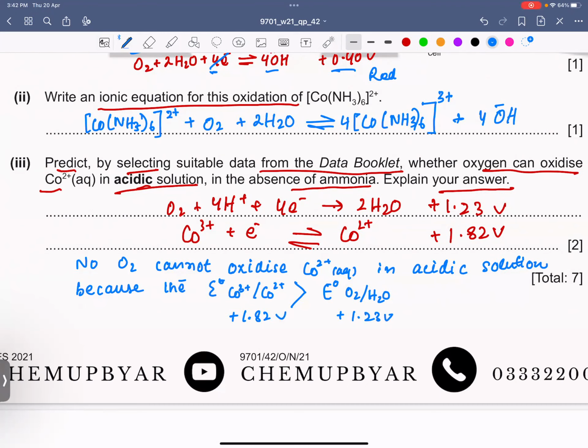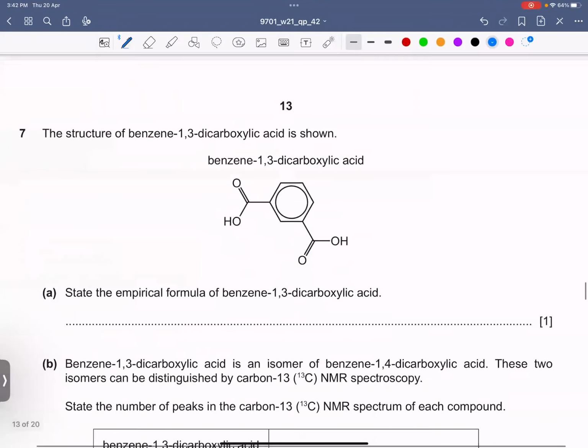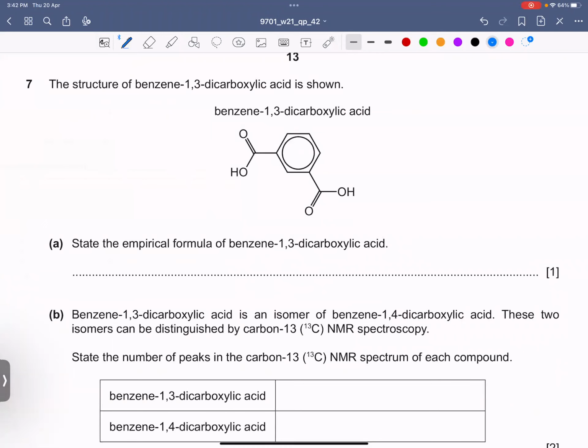Is this understandable to everyone? Okay. Now, question number 7. The structure of benzene 1,3 dicarboxylic acid is shown. State the empirical formula of benzene 1,3 dicarboxylic acid.